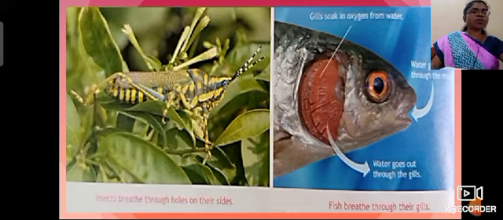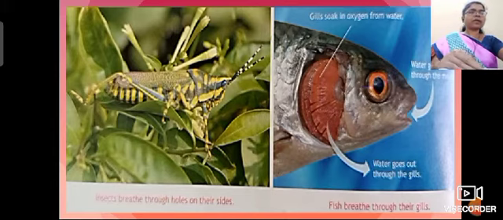We have a nose with two holes and we breathe through that, and we have lungs. With the nose and with lungs, some animals also breathe through that.